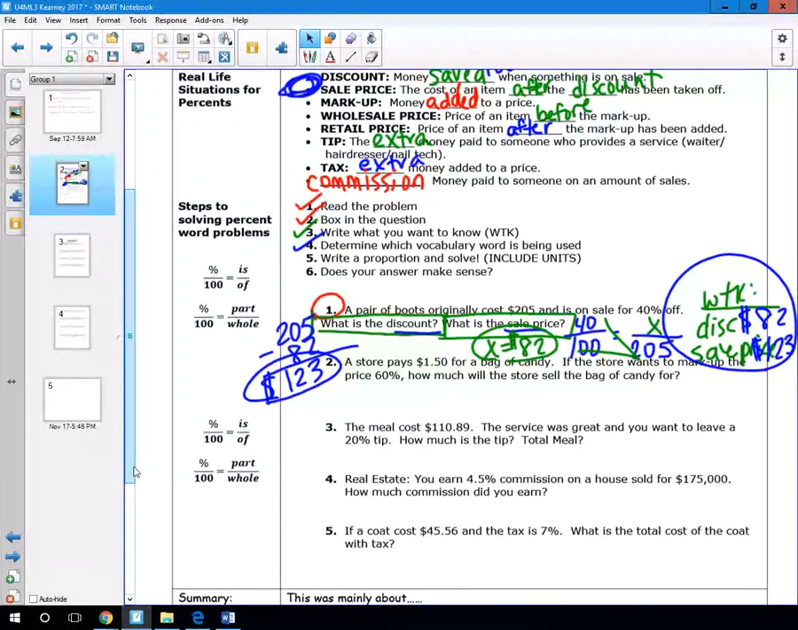Okay, so until it's time to rotate, what I want to see you doing is going through these problems and going through the steps. So reading the problem, box in that question, write what you want to know, then set up your proportion and solve. And always go back at the end and say, did I answer what I want to know? And does it make sense? Okay, so you keep working on the practice and you can check the key as you are finishing.